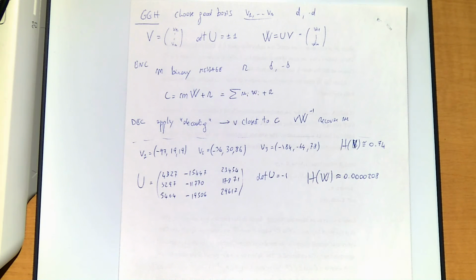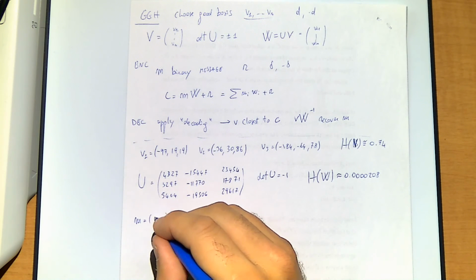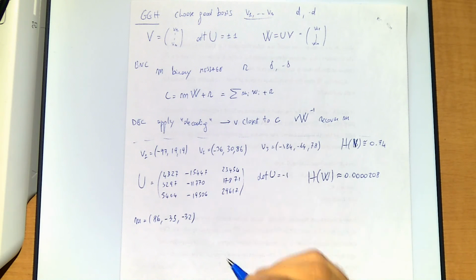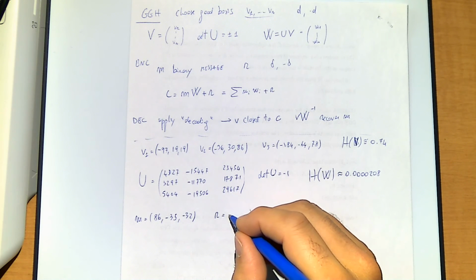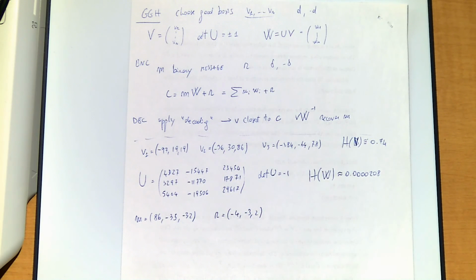All right. So now you choose a small vector to be your message. In this case, Bob chooses, for example, 86, -35 and -32. Again, the easiest thing is just to choose a binary one, but you can probably play with it a little bit more. The error, though, we want it always to be very small. So typically, this is like -4, -3, 2, something like that. And then you just do this times that plus error, and you get your ciphertext.